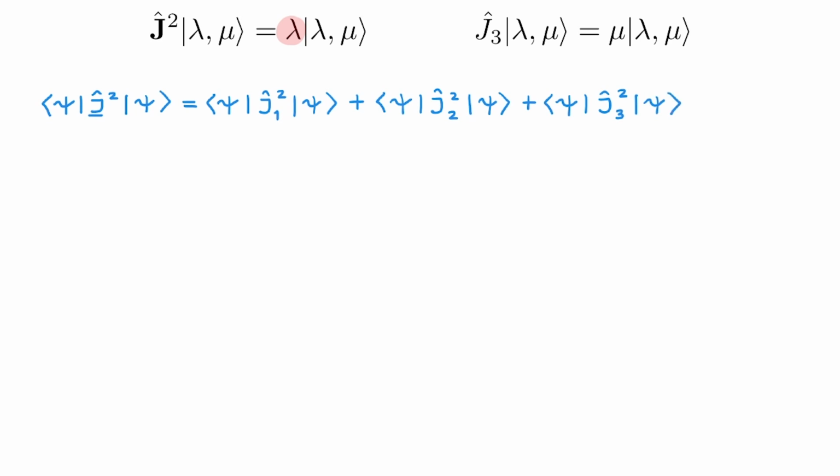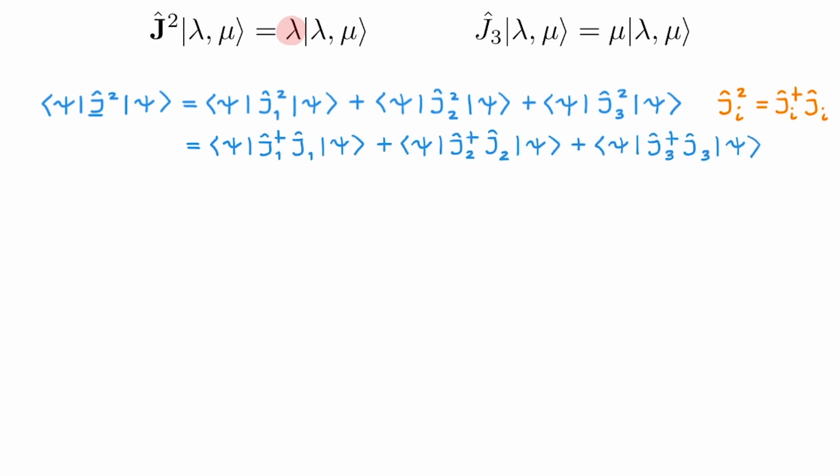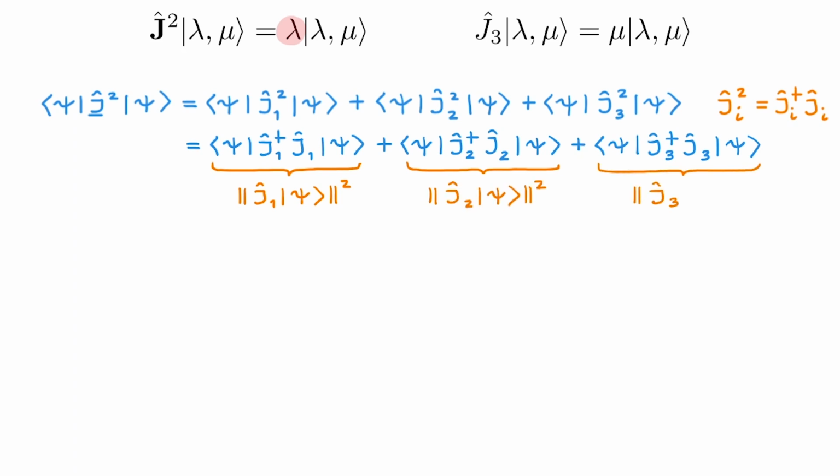The angular momentum components are Hermitian, which means that ji squared equals ji dagger ji. And in turn, this means that we can rewrite these three terms like this. This is now the definition of the norm squared of j1 psi. This is the norm squared of j2 psi. And this is the norm squared of j3 psi. As a norm is larger than or equal to 0, this whole expression is larger than or equal to 0. Overall, this means that psi j squared psi is larger than or equal to 0 for any state psi.